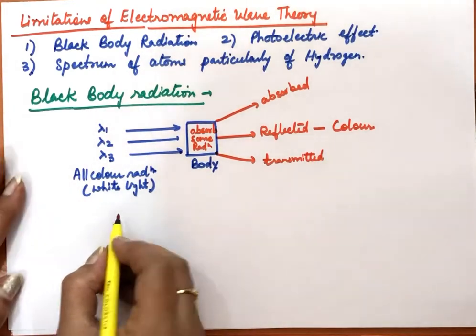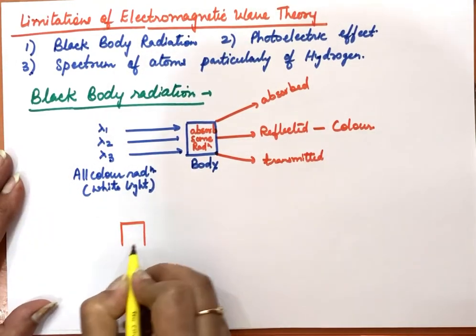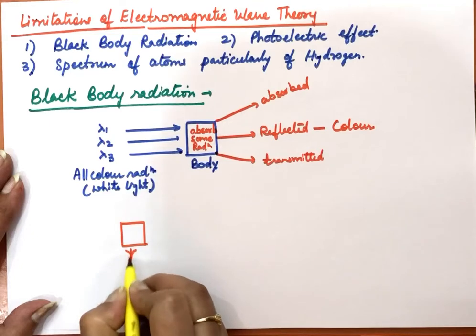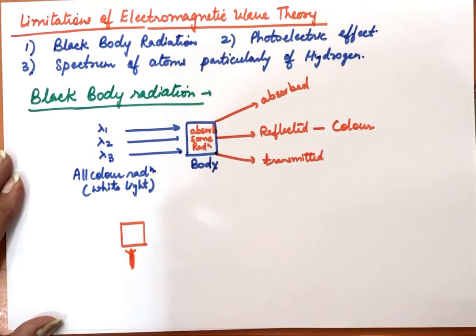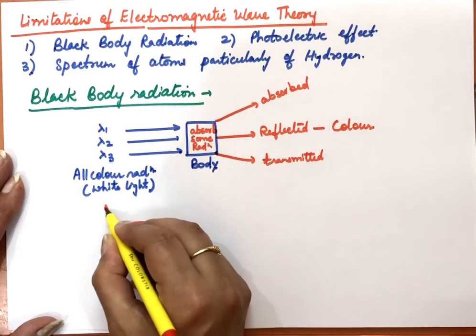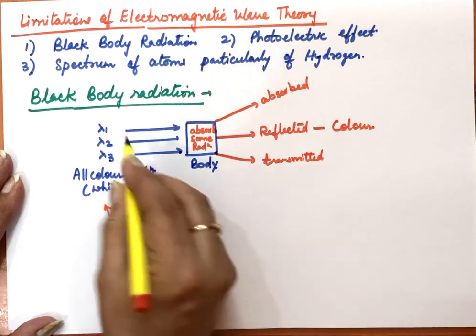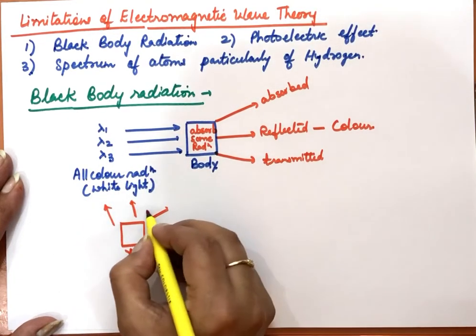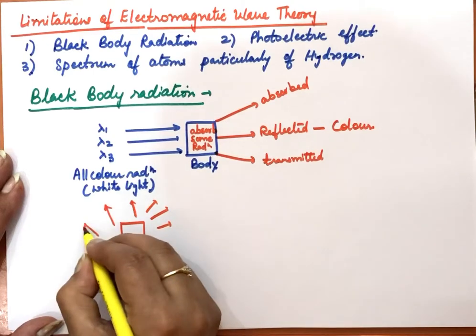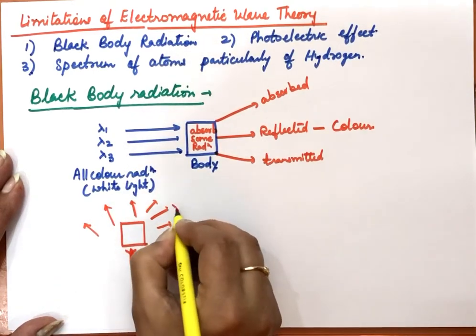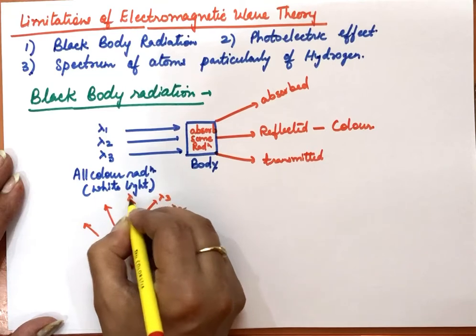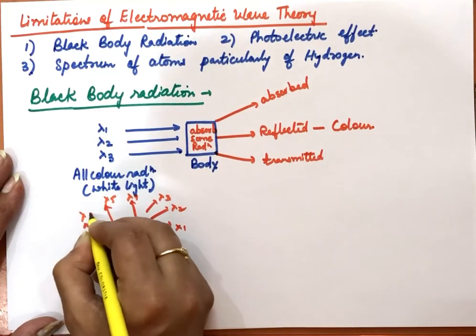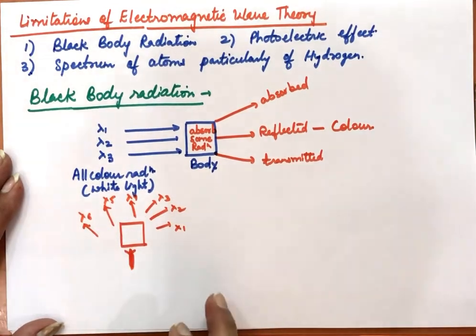Now if we take this body and start heating it, same body we are taking, and we start heating it, what will happen when we heat this body? Now all wavelength radiations are emitted also by this. If it can absorb all wavelength radiations, on heating it will emit all wavelength radiations also. Like you can say lambda 1, lambda 2, lambda 3, if we designate these like this. So all wavelength radiations are emitted also by this body.